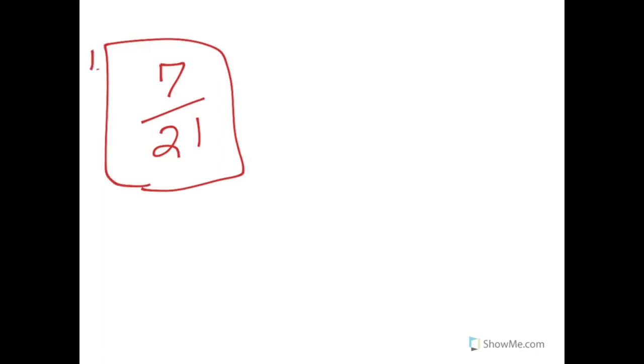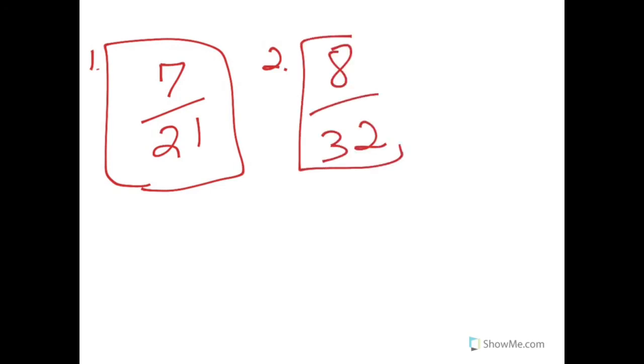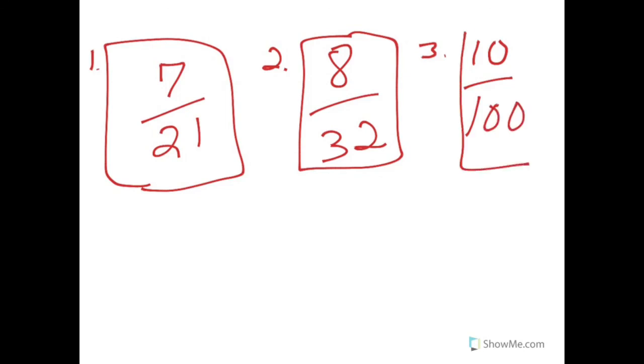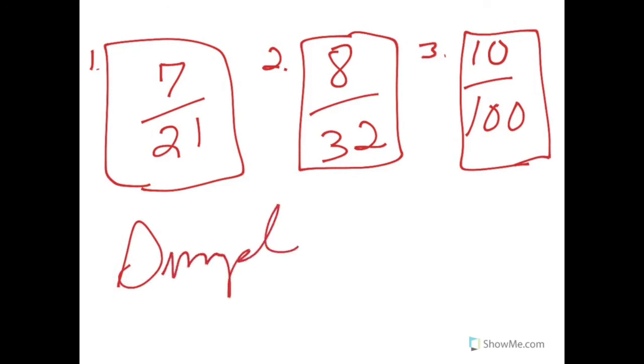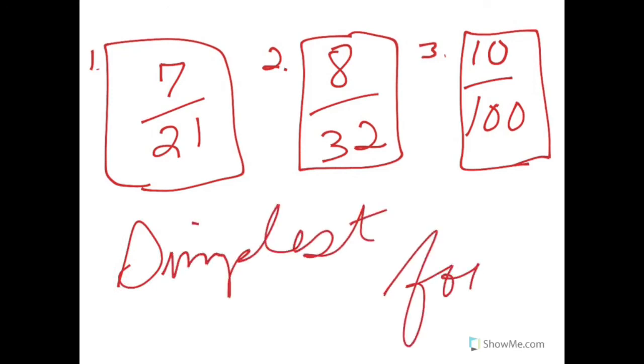Okay, what I'd like for you to do, I'm going to give you a couple of fractions here. Let's start with 7/21. That's number 1. Number 2, I'm going to give you 8/32. And for number 3, I'm going to give you 10 hundredths. I would like for you to find these fractions in simplest form.